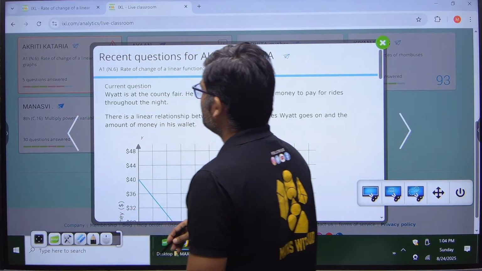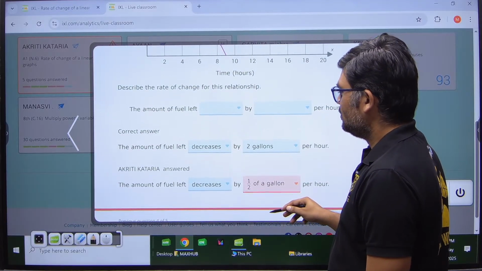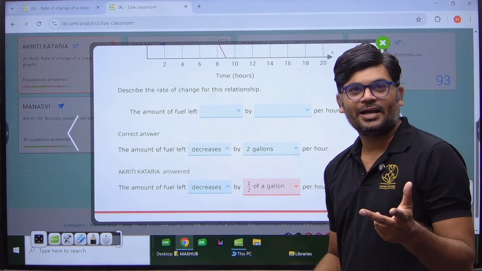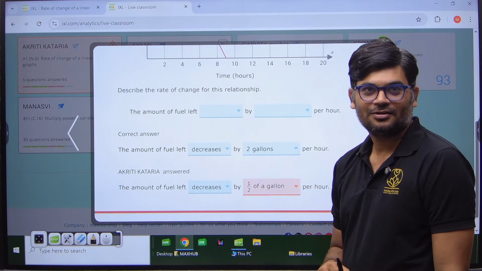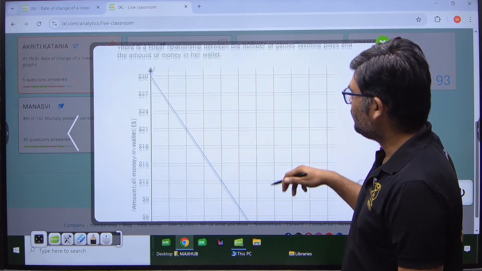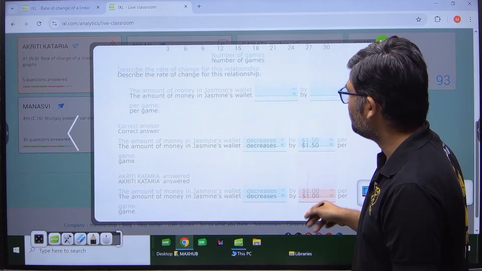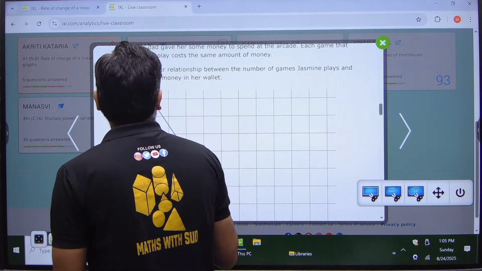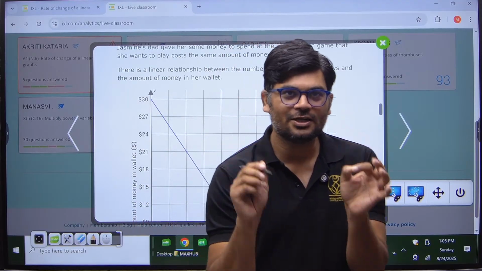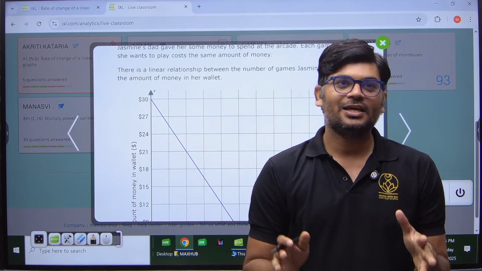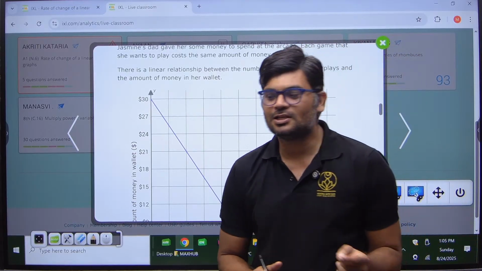Okay, Akriti has done many incorrect questions. Akriti, what happened, beta? Wait. So you are mixing x with the y again. Rather than writing 2 gallons, you wrote half a gallon. The same mistake you are doing. Here also, you see how you made $1, it is 1.5. You have to do it in 2 steps. First step is to mark the 2 points, write in your notebook, and then write the change in y and the change in x. That's it. Divide it, write in the simplified form.